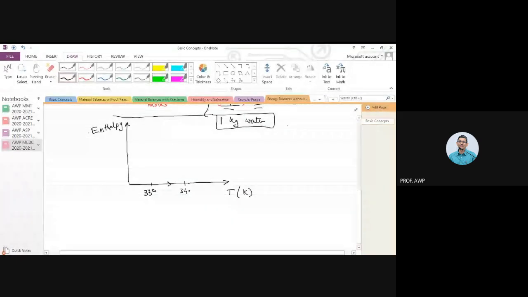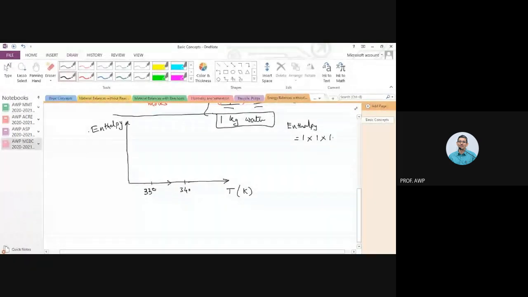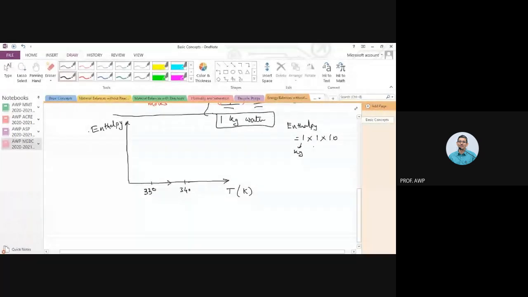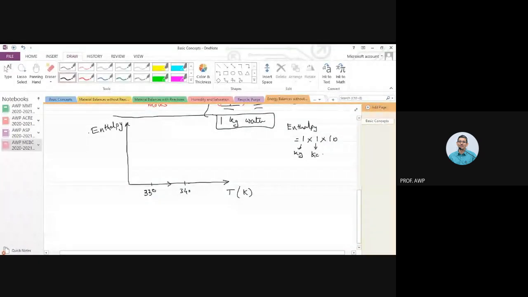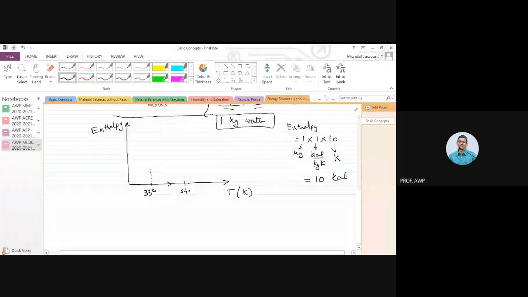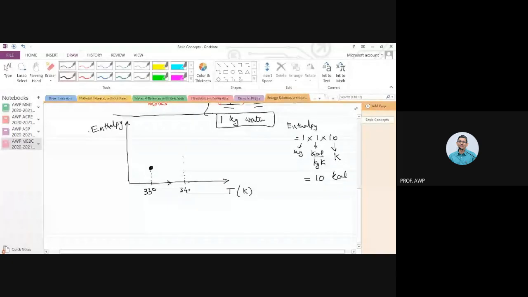The amount of enthalpy required would be mass into Cp into change of temperature, so 1 into Cp into 10. Mass I have written in kgs, Cp in kilocalories per kg Kelvin, and 10 degrees is the change in temperature. So the enthalpy required would be 10 kilocalories. That means if I want to represent enthalpy, at 330 Kelvin enthalpy is this value, and at 340 Kelvin enthalpy is this value.